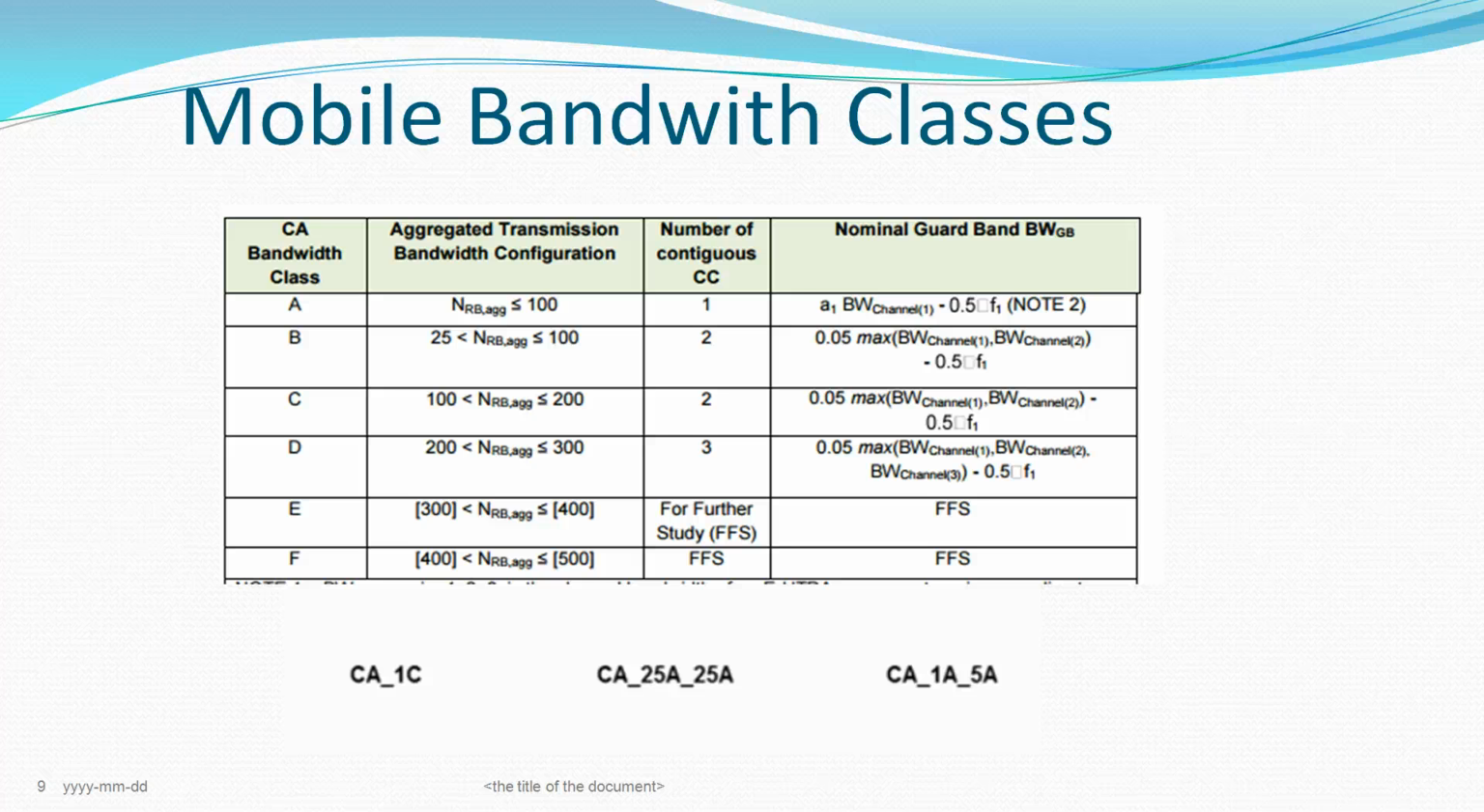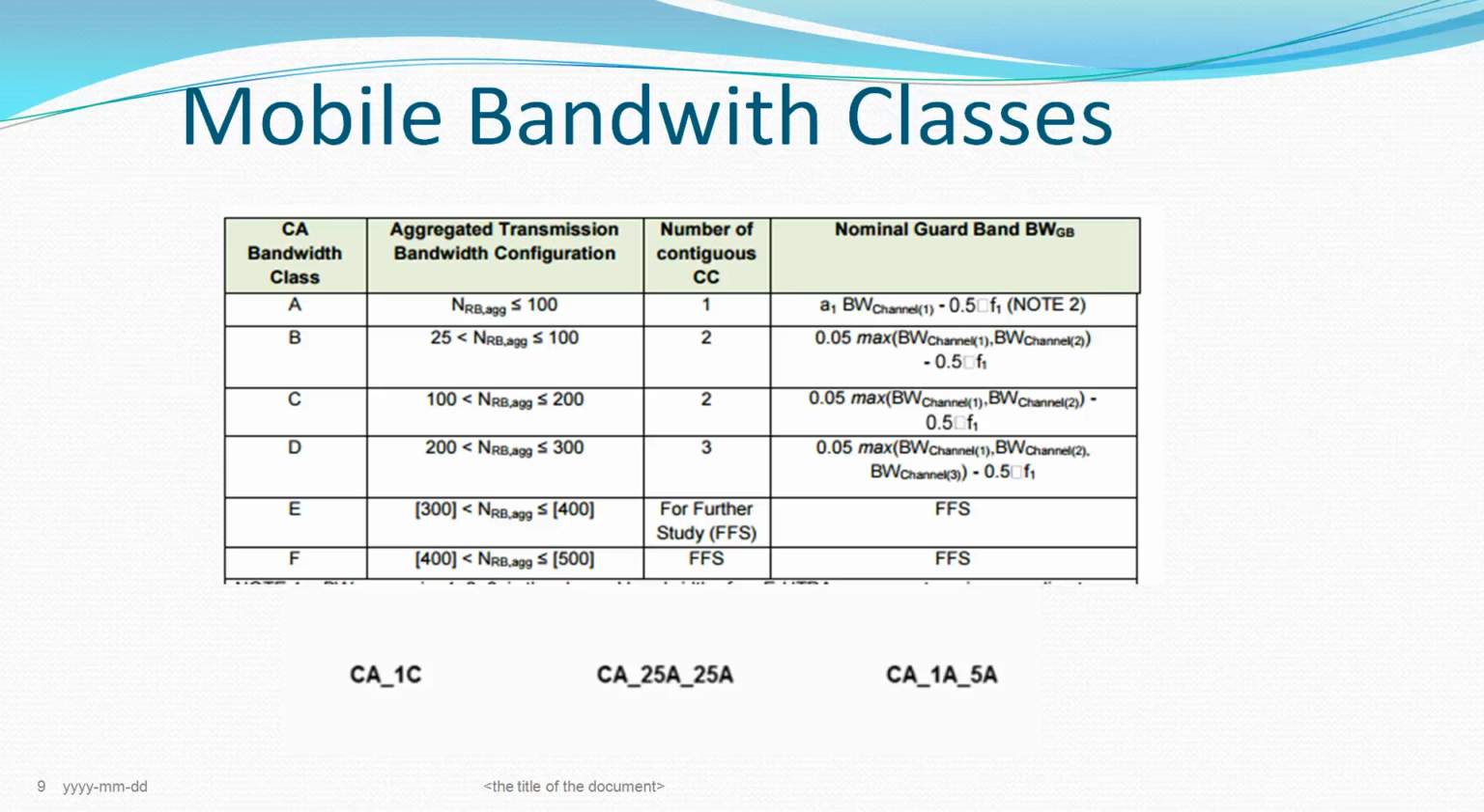If your device is class D, you can aggregate up to 300 resource blocks, equals 60 megahertz, and you can aggregate 3 component carriers at the same time. So if you see here below, there are 3 different use cases.